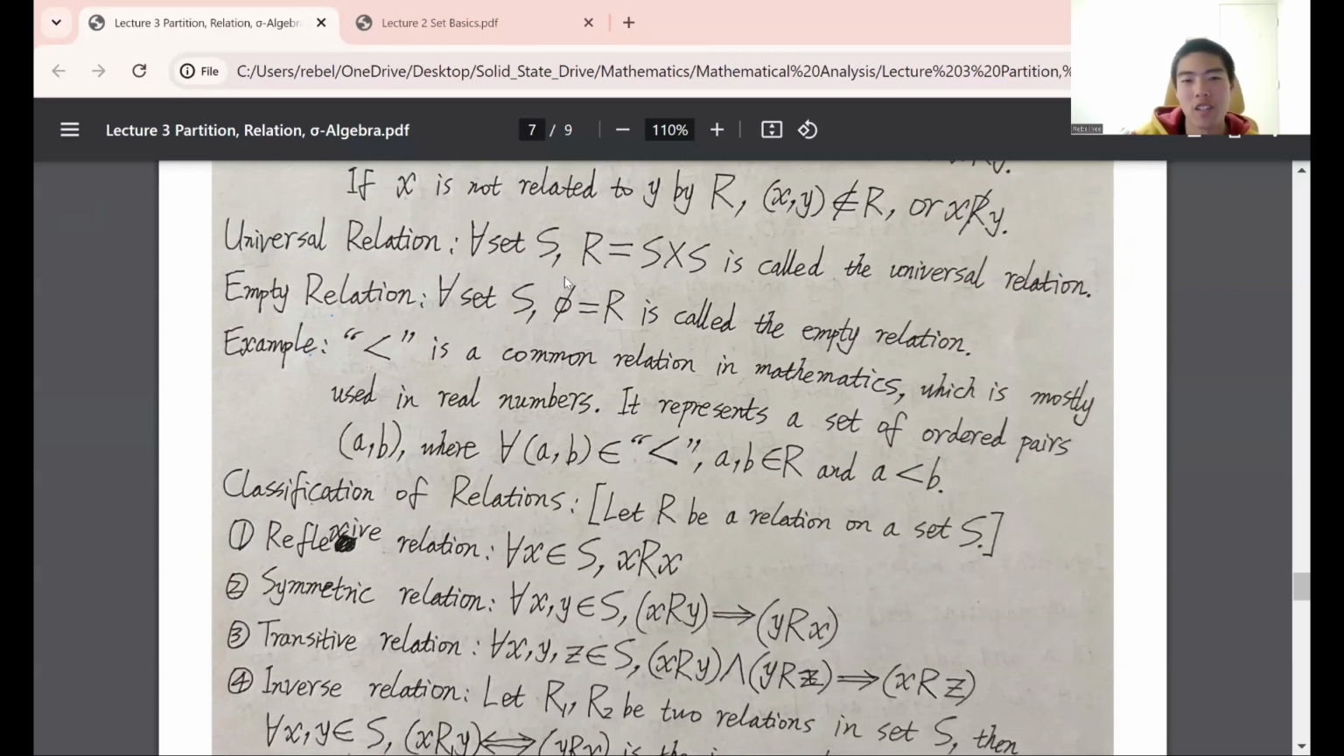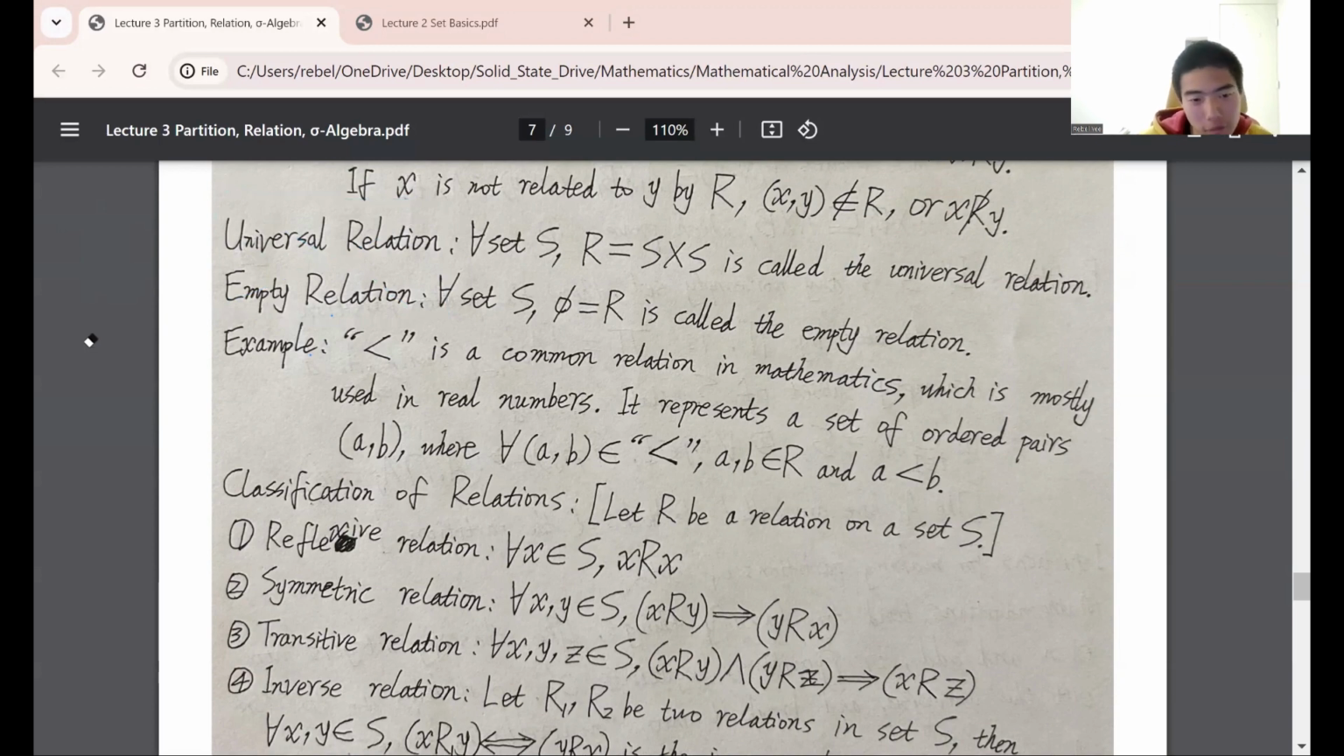First, the universal relation: R is equal to S Cartesian product with S. The empty relation: R is the empty set. But these two are nonsense. These two are just definitions by some very unusual mathematicians. They are never used because they're not meaningful at all.